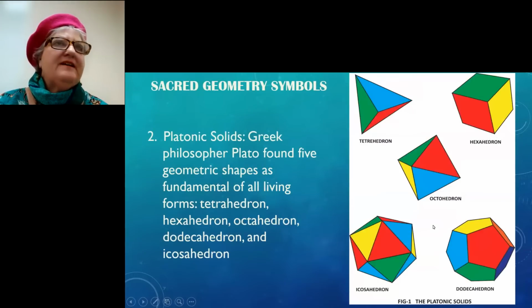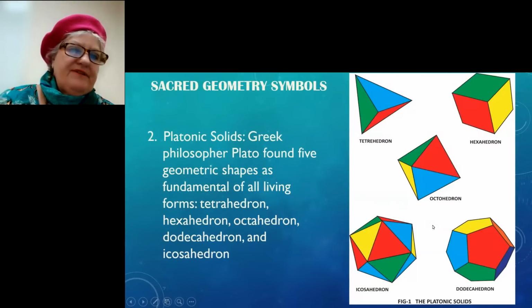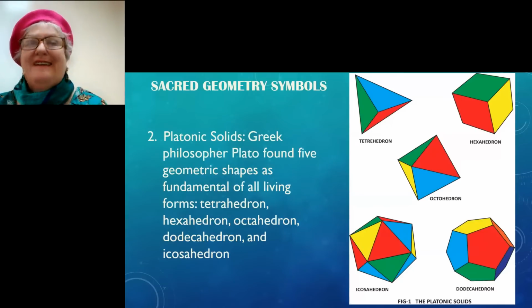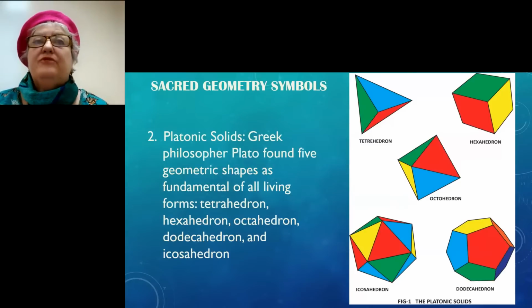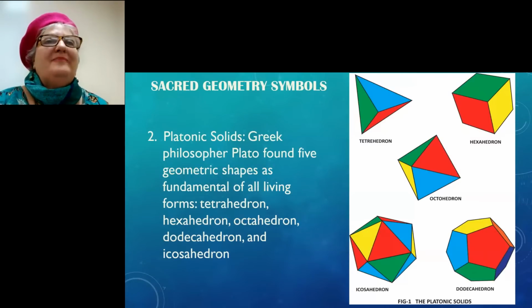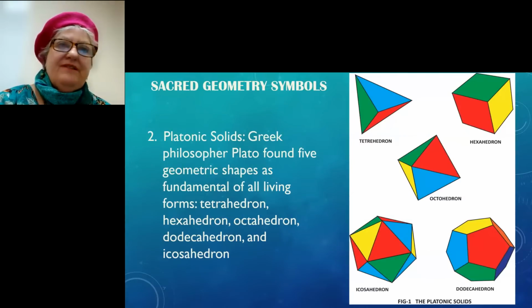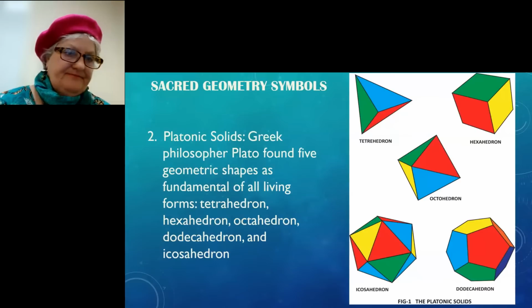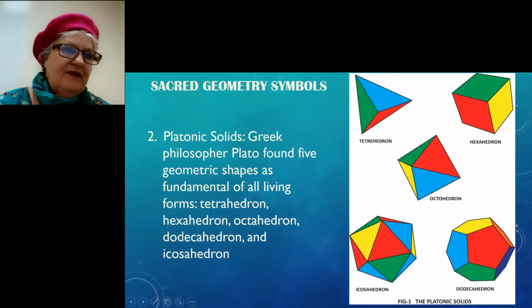Next is the Platonic solids, and they're represented here. The tetrahedron, which is 4 sides of triangles. The hexahedron, which is a cube. The octahedron, which is the pyramid with 5 sides, 5 faces, and the icosahedron and the dodecahedron.